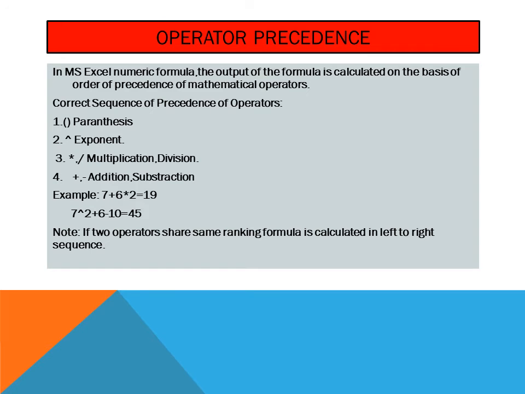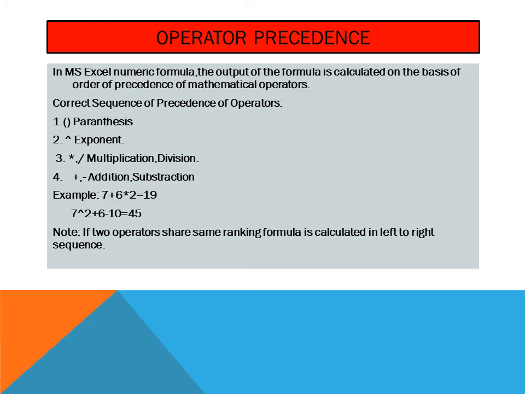Moving further, let us learn about the operator precedence. In an MS Excel numeric formula, the output of the formula is calculated on the basis of the order of precedence of the mathematical operators. What does that line tell us? So while we are writing any formula in our Excel sheet, how the output is calculated, there is an order of precedence.